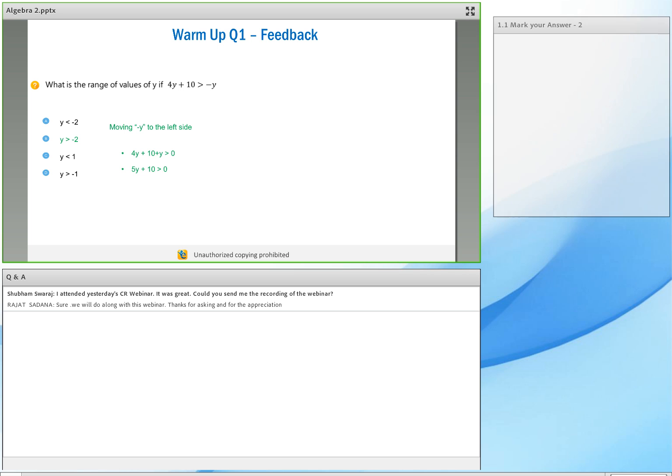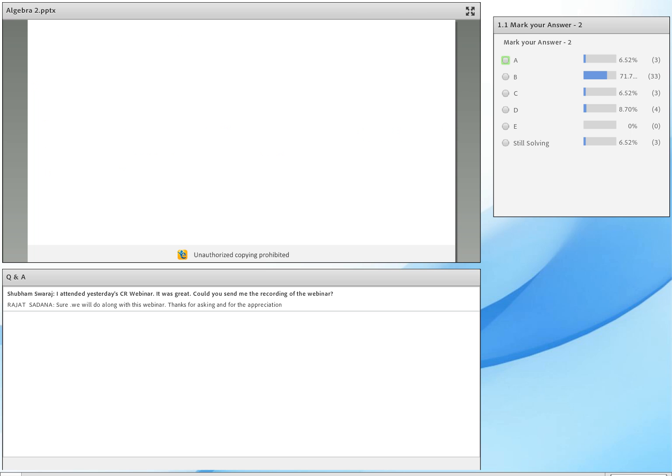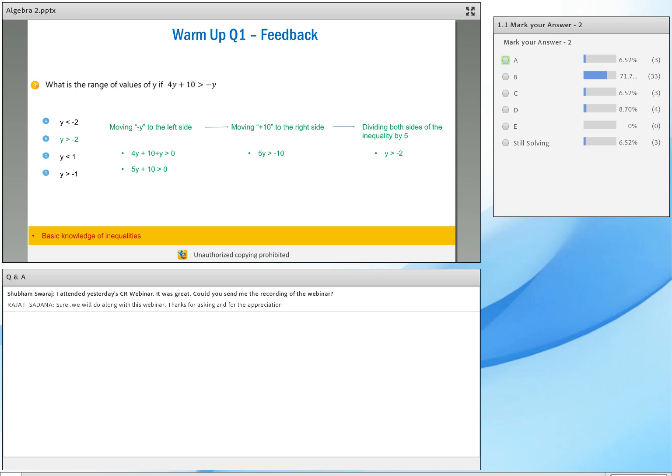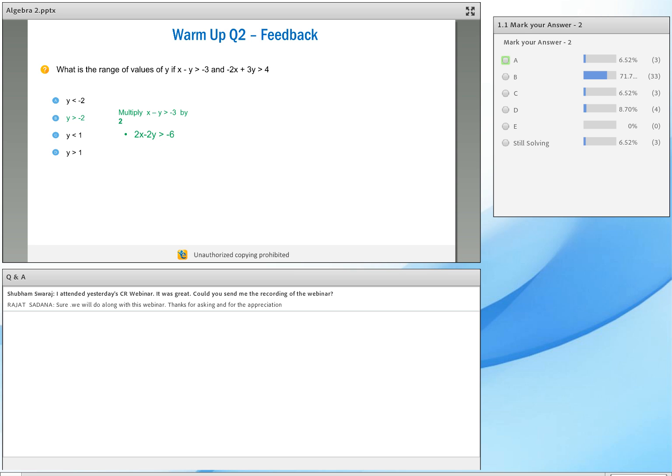Question number 2, again, a majority did really well, but 72% of you answered it correctly. But again, the fundamental principle over here, a very basic knowledge of inequalities, was required in this particular question. In the second question, we actually took it a step further. We gave you two inequalities, and you had to really find the range of values of y which satisfied both of these inequalities. Again, the process is very, very similar.